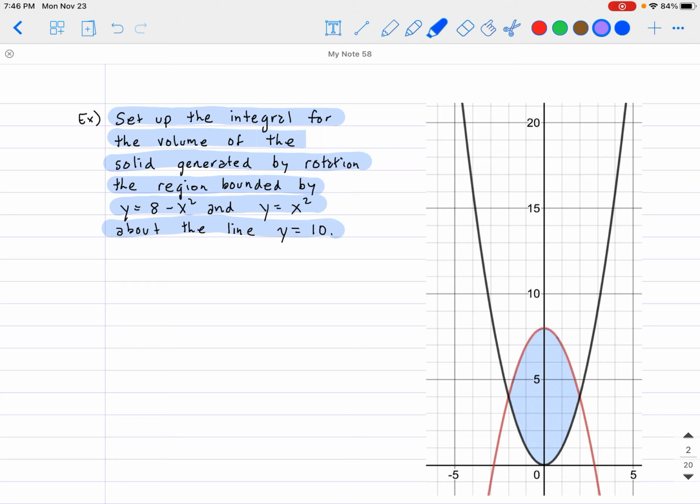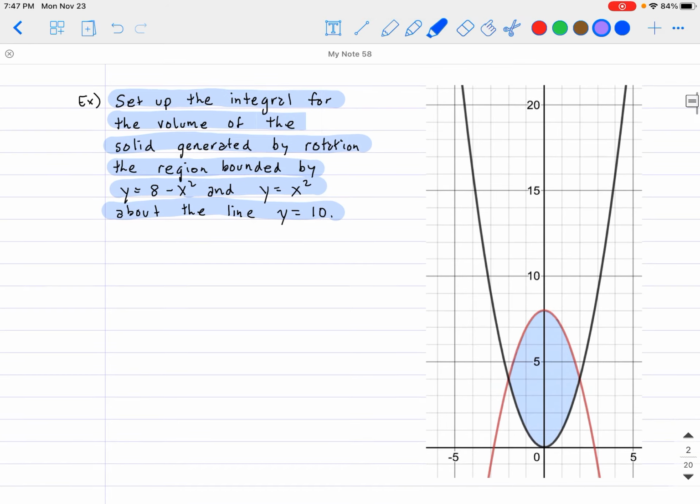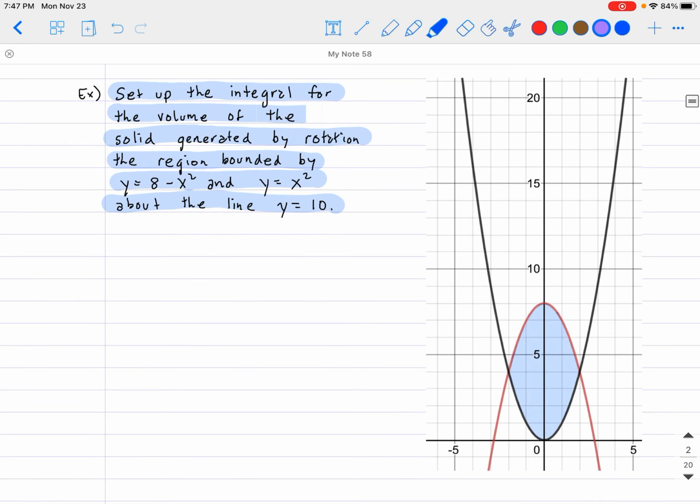So in this problem, we're just going to set up the integral. The solving part, I can leave to you. Or if you want, you can use finite integration on your calculator to do so. But you probably just want to do it by hand. Anyhow, there's the region on the right-hand side. You can see that it is shaded in blue. The red graph right there is for the red equation.